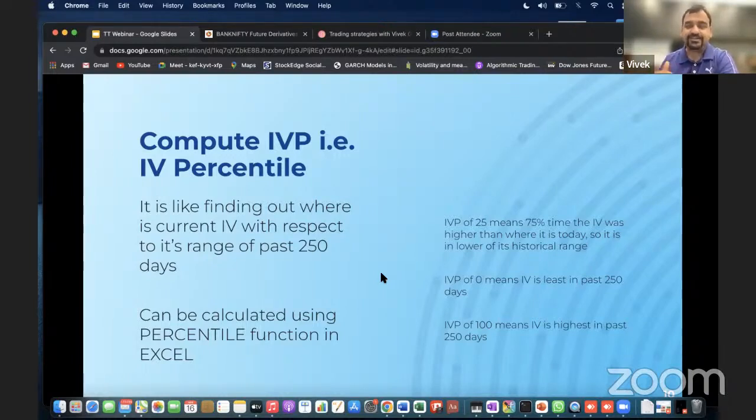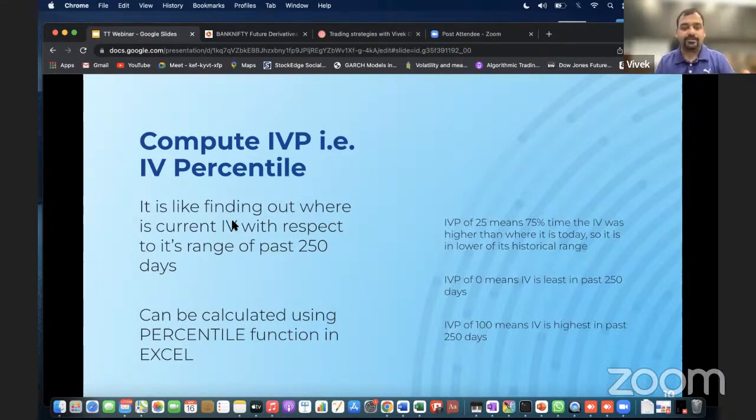So whether that 1000 is more or less, because for different instruments it is different. Nifty is different, Adani Ent will be different, JSW Steel will be different, Marico will be different, like that. So we have to find out the volatility of an instrument with respect to itself. To do that, we just take the past 250 days volatility values, the IVs, and we want to find where the current IV is with respect to the last 250 days. You can do that very simply.